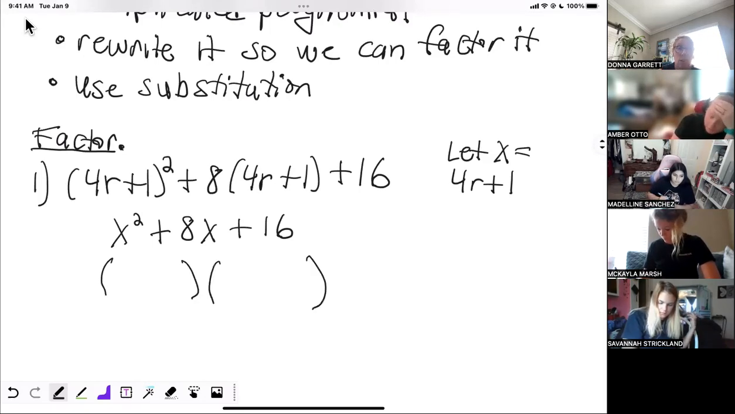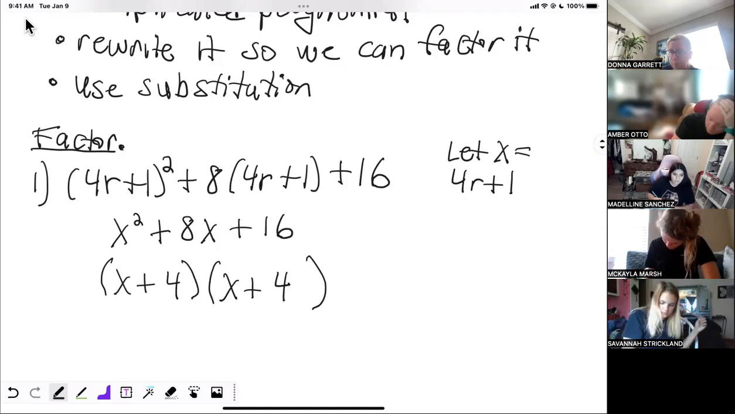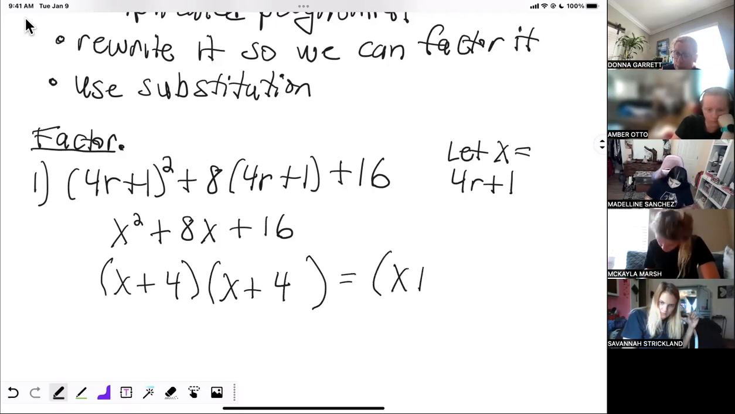All right, so we know we have x and x. We know it's plus and plus. What two numbers multiply to be 16 but add up to be 8? That would be 4 and 4. Now, just to make it a little simpler, we can write x plus 4 squared. We don't have to, but we can.